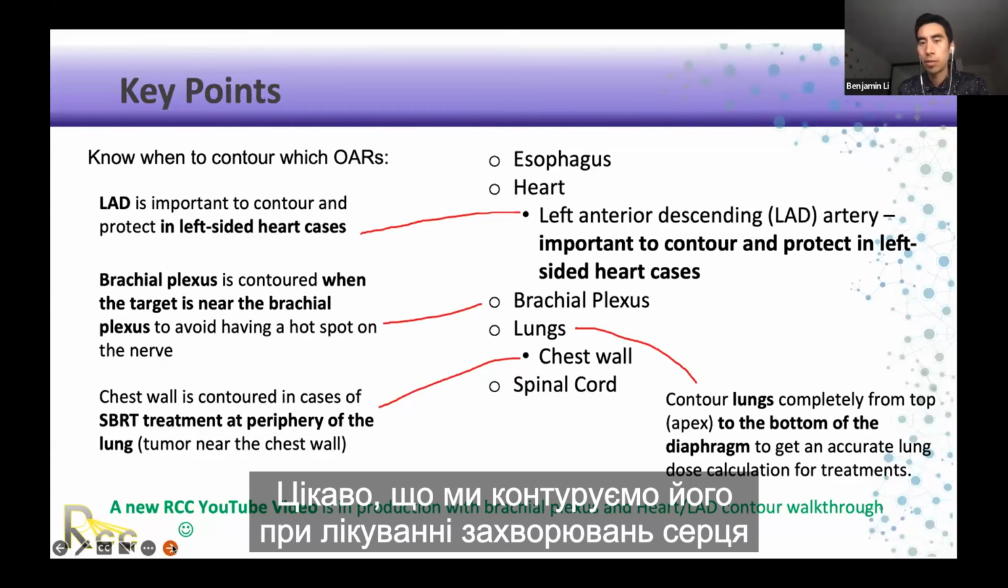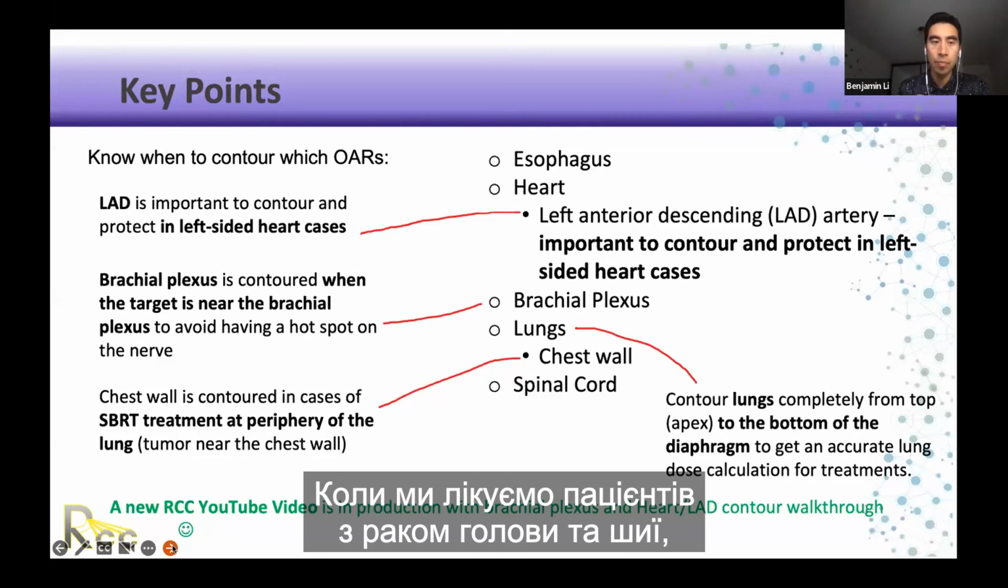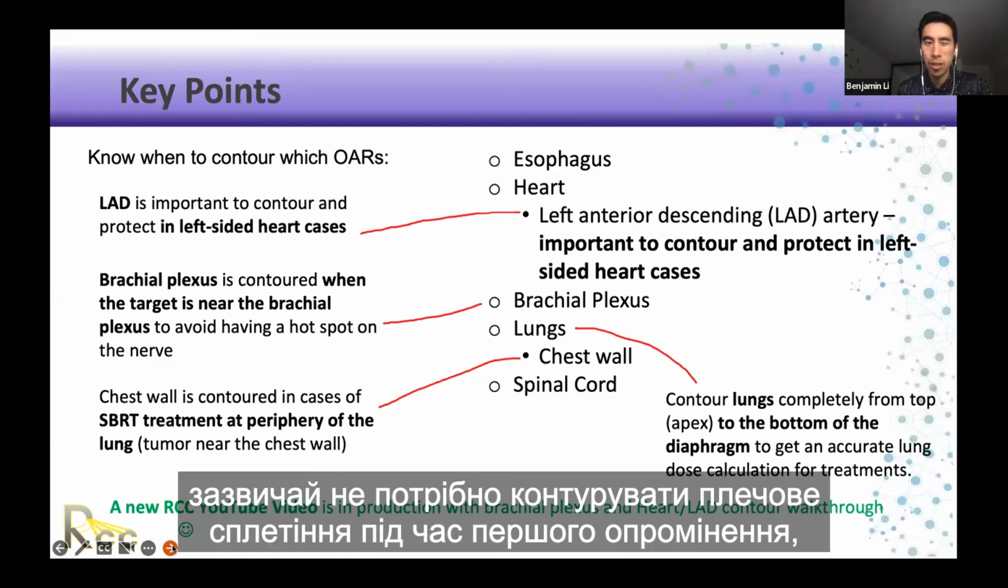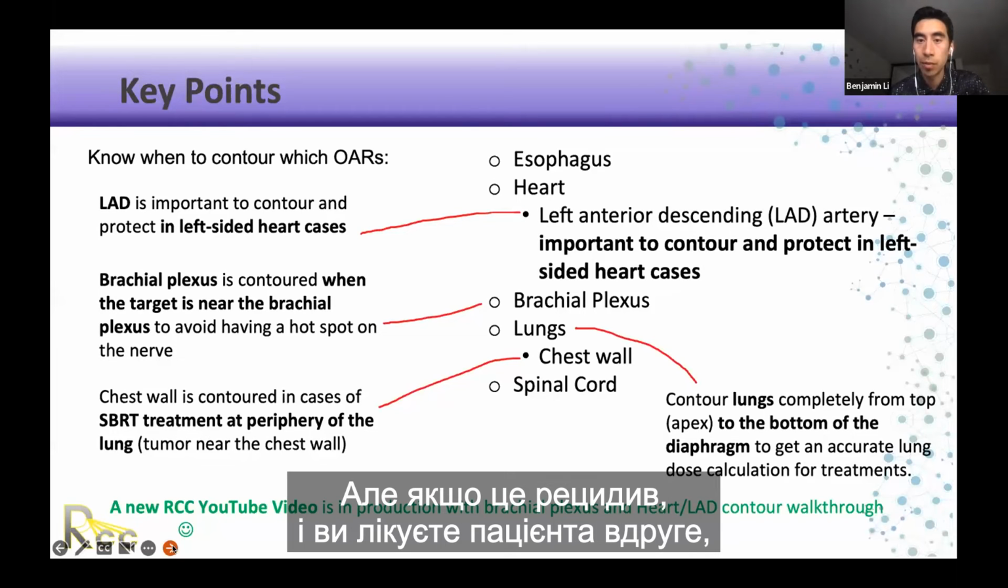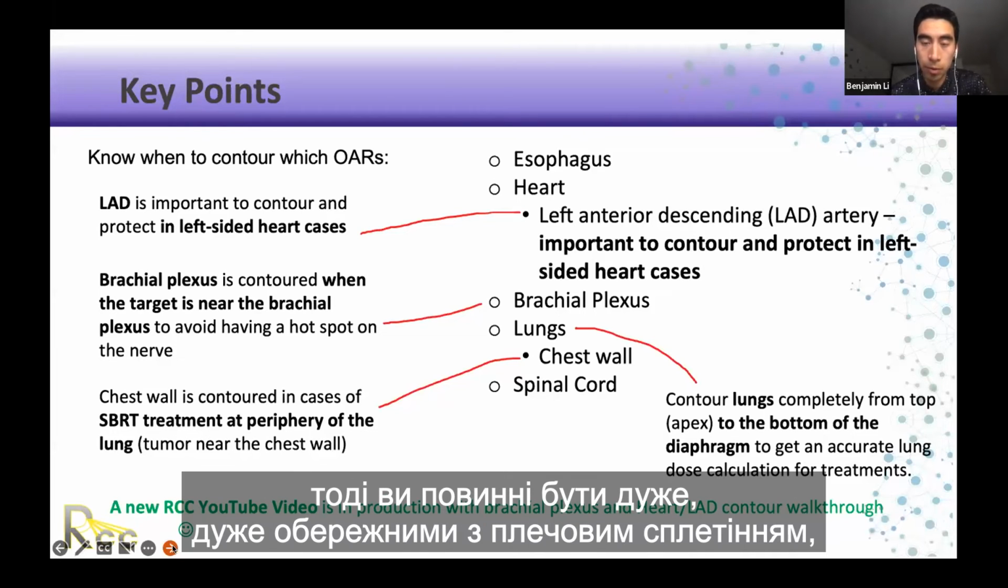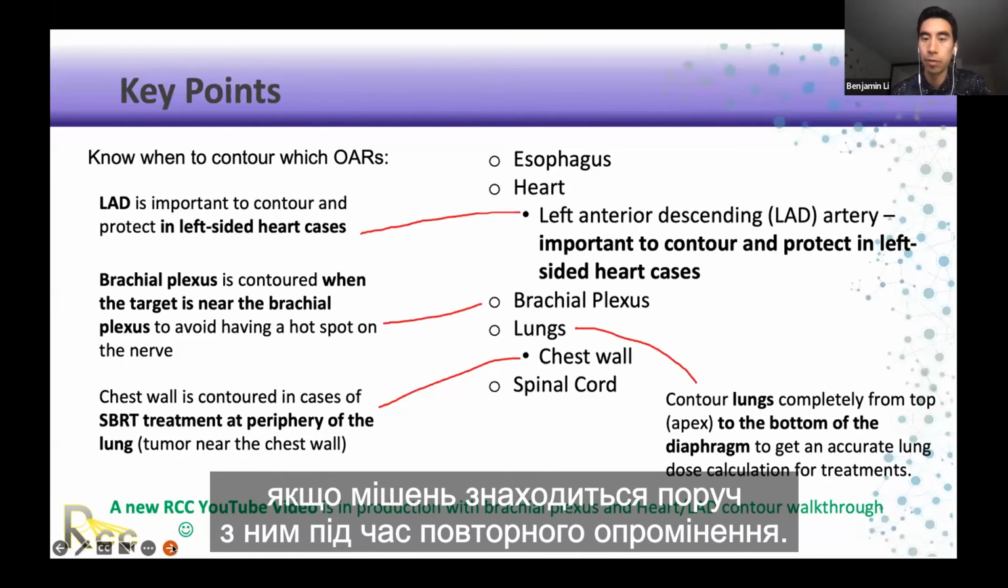Interestingly, we contour this for when we're treating heart cases, or when we're treating breast cancer patients. When we're treating head and neck cancer patients, typically you don't need to contour the brachial plexus in the upfront setting where you're treating them with radiation the first time. But if it's a recurrence and you're treating them for a second time, then you really, really need to be careful about the brachial plexus. And we always will contour the brachial plexus if the target is near that in the setting of reirradiation.